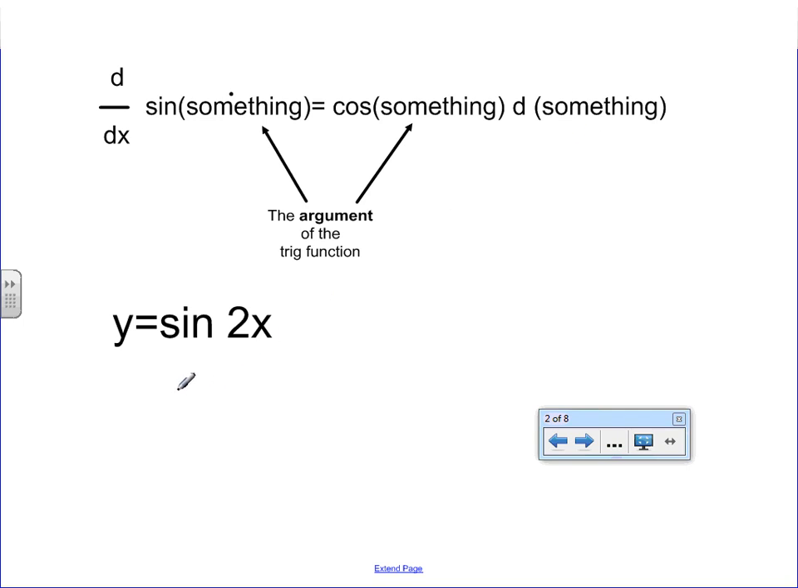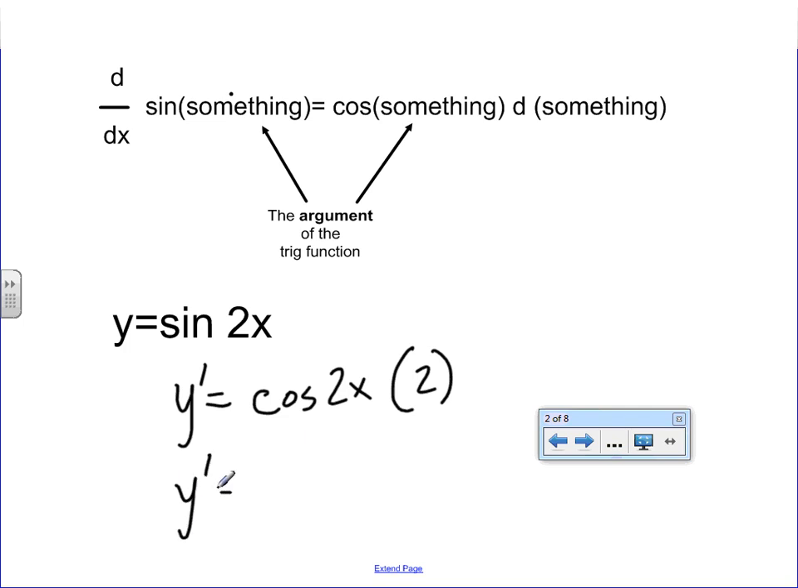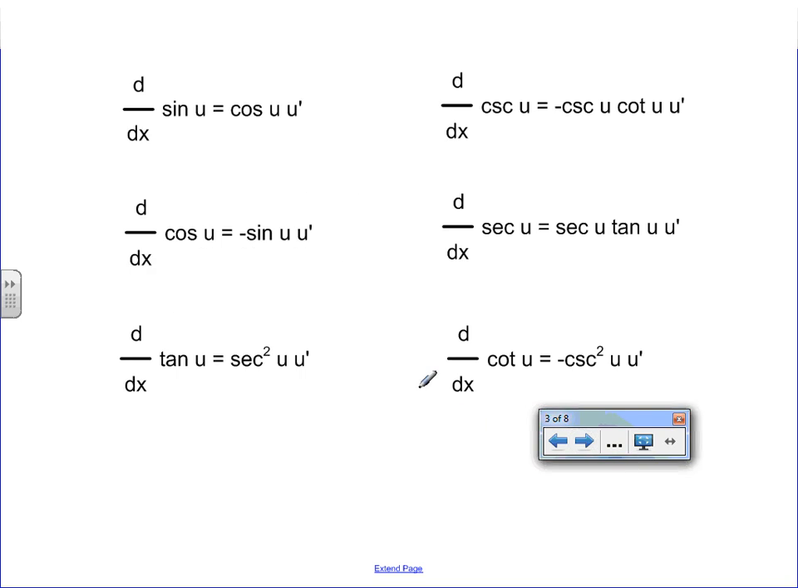Let's try an example because I don't know if all that something stuff makes sense. If I'm looking for y prime equals, what's the derivative of sine? Cosine. Don't change the argument. And then we're going to multiply that by the derivative of the argument, 2x. And then to make it look nice, 2 cosine 2x. We don't want to leave the 2 dangling back here because then someone might want to change the argument, and we can't change the argument.